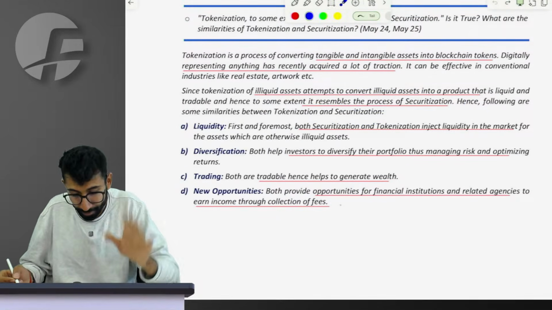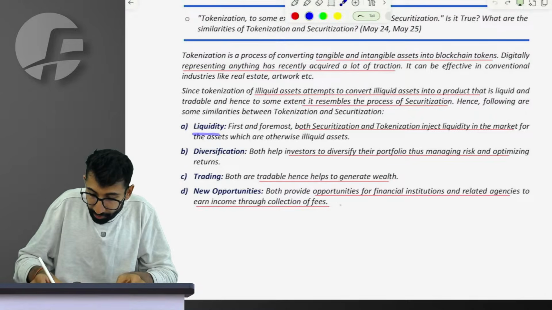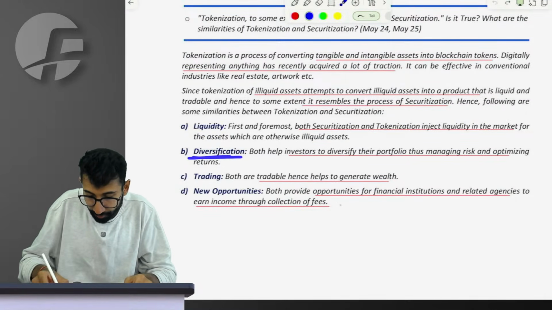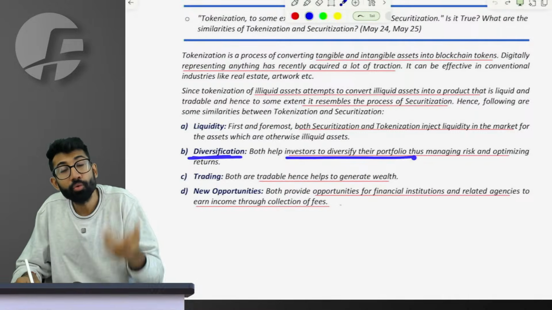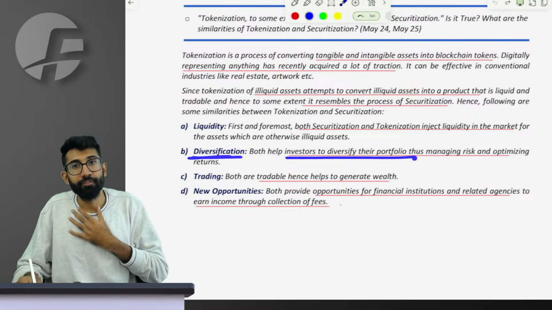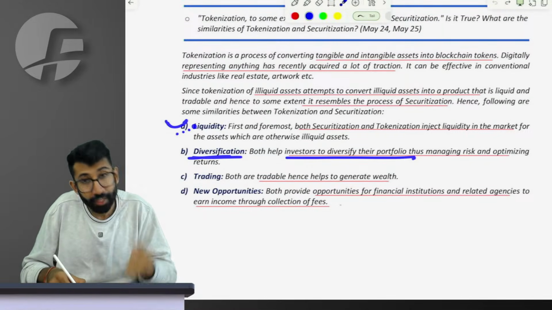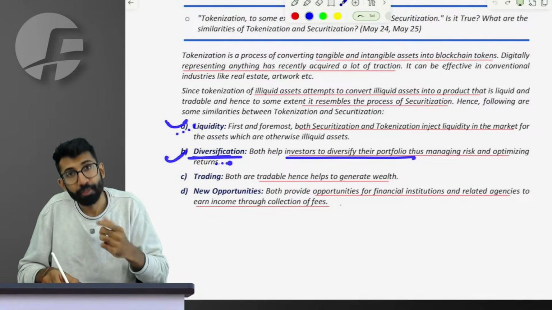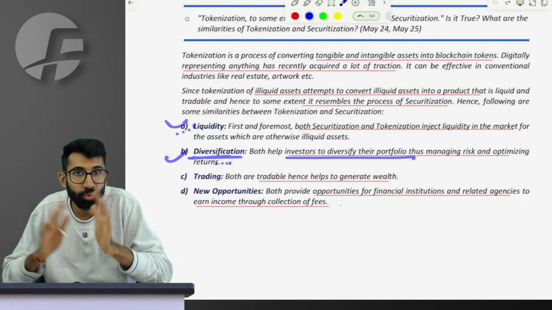Perfect. What it says, people in the class: liquidity. Both create liquidity, which is why they are similar. Diversification: both help investors to diversify. See, this was the benefit from the perspective of the asset, that the asset becomes liquid. Now this is the benefit from the perspective of the investor, that I have a choice now to diversify.